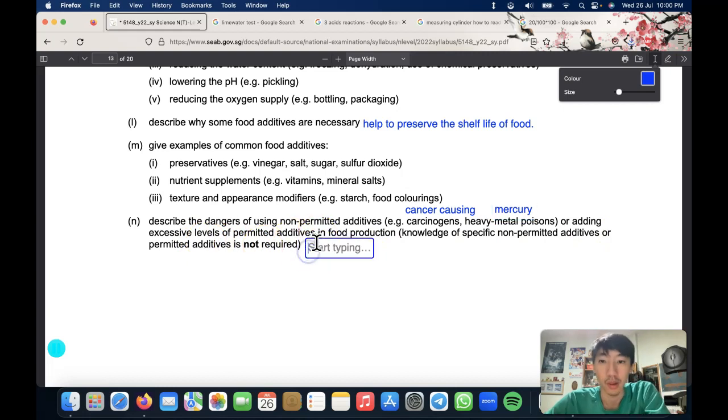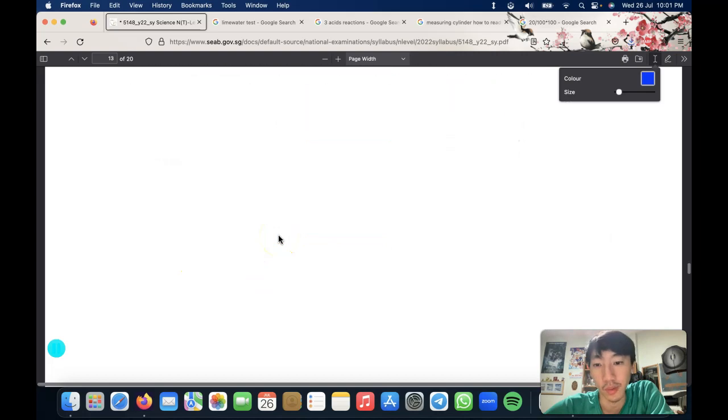Okay, so why? Some of these food additives, right, they actually cause allergic reactions. That means that if you eat too much of this food additive, you will get lumps on your body, then you got rashes everywhere. Okay, so that is why you must use the correct amount of food additive.